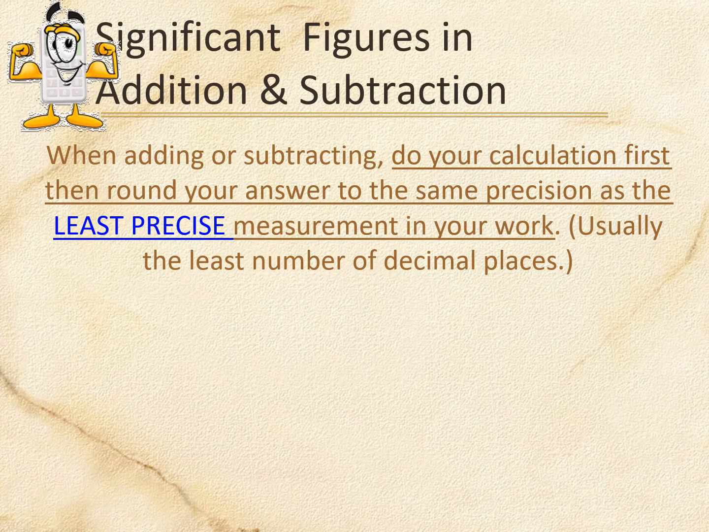All right, adding and subtracting. When adding or subtracting in calculations, you round the answer to the same precision as the least precise measurement in your work. So usually the least number of decimal places.